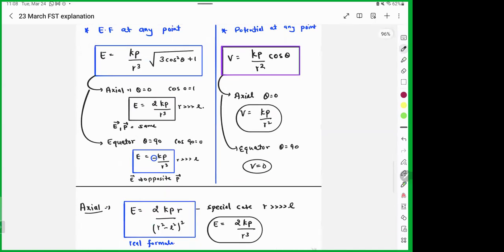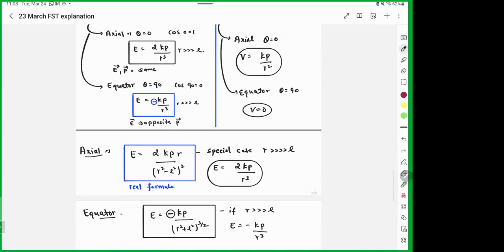Sir, I have one doubt. Yes, Chandana, ask. Sir, electric field at equator plane, how is it minus? If we substitute cos 90 equals 0, we will get Kp by R cube. No, we use the minus sign in case of electric field, not in the potential, because potential is a scalar quantity, so it is a number, but electric field is a vector quantity. That's why direction also matters in case of electric field.